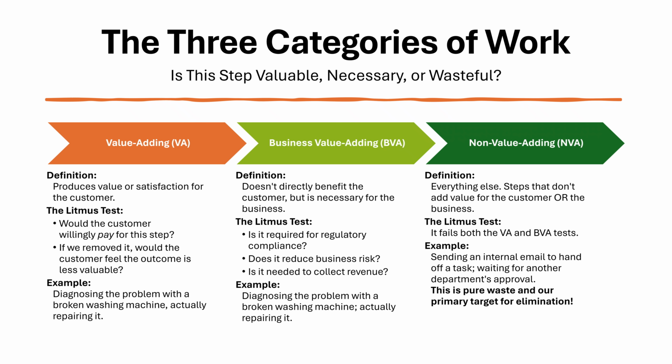Second, business value adding work. This doesn't delight the customer, but it's crucial for the business to operate legally and smoothly. Examples include regulatory compliance, risk management, or creating a purchase order for internal accounting. Third, and the primary target, is non value adding work. This is everything else, steps that don't add value for the customer or the business. It's NVA. These steps are pure waste, and they are what we must eliminate or automate.